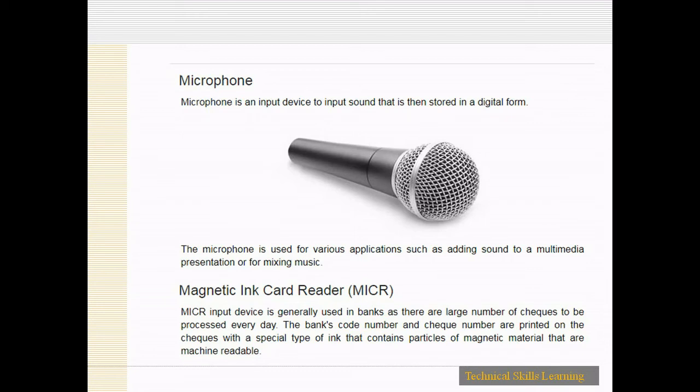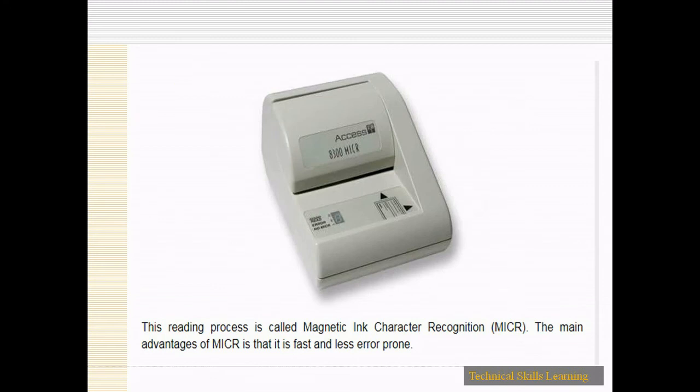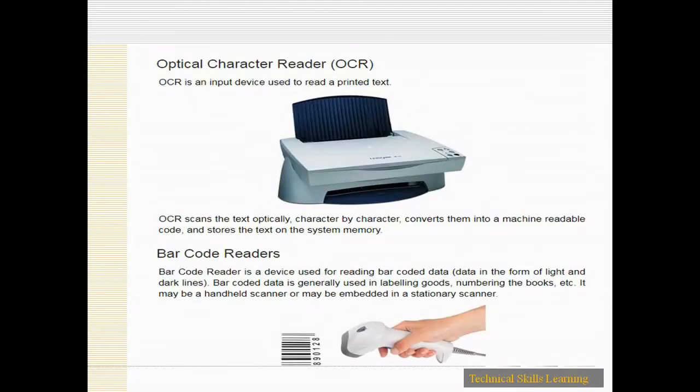Magnetic ink card reader. Magnetic ink card reader input device is generally used in banks as there are a large number of checks to be processed every day. The bank's code number and check number are printed on the check with a special type of ink that contains magnetic particles. Optical character reader. It is another input device used to read printed text. OCR scans the text optically, character by character, converts them into a machine readable code, and stores the text in the system memory.